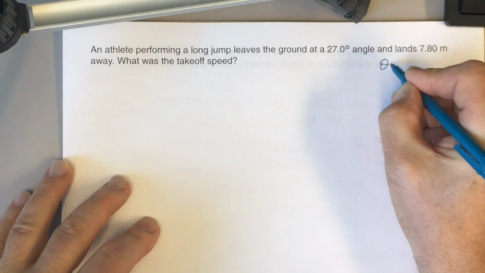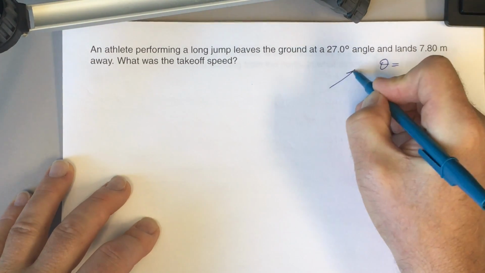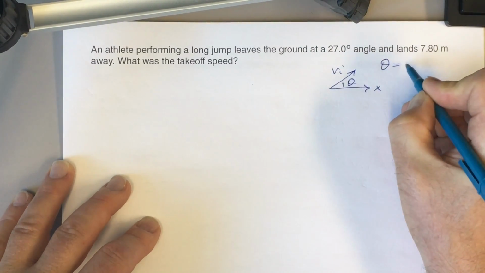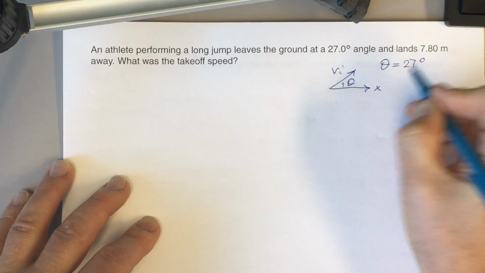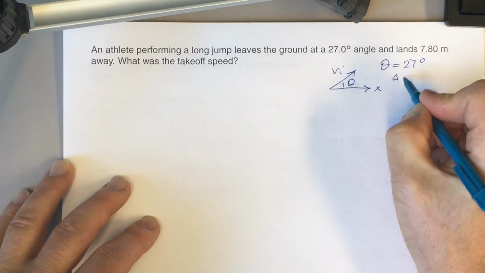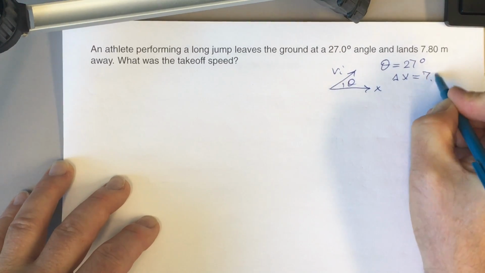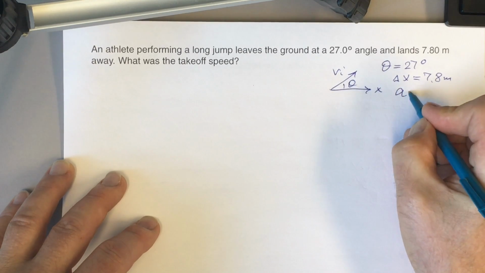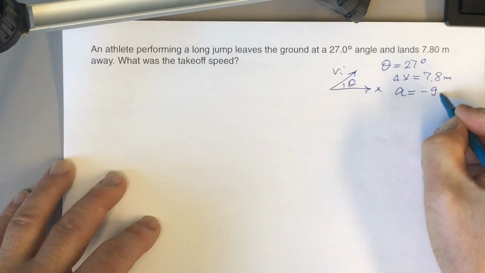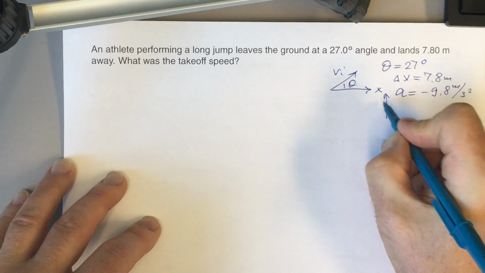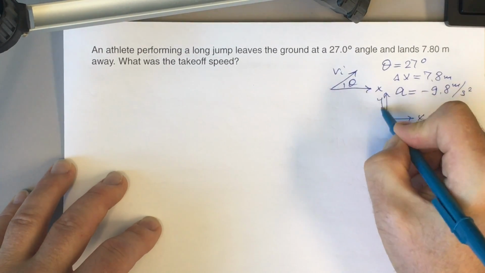We have angle theta with respect to horizontal for the initial velocity v initial, and this is the x-axis. Angle theta is 27 degrees. And we have distance between initial and final point, delta x equals 7.8 meters. Keep in mind that we know gravity acceleration, which is minus 9.8 meters per second squared, because we will always put y-axis upward, x-axis to the right.